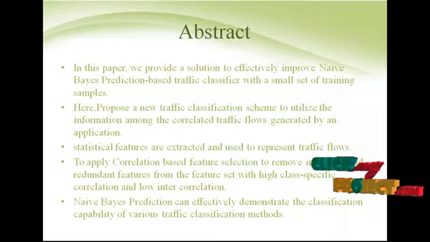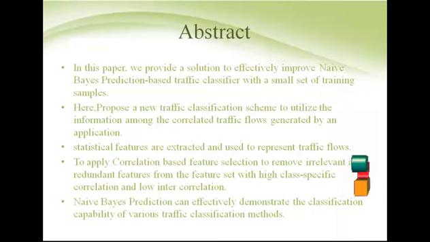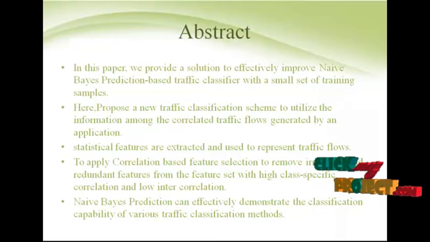The existing methods are C4.5 and KNN classification methods. These methods demonstrate good traffic classification performance, but it achieves only 65% classification performance. To overcome the existing problem, we have to move on to the Naive Bayes-based classifier.